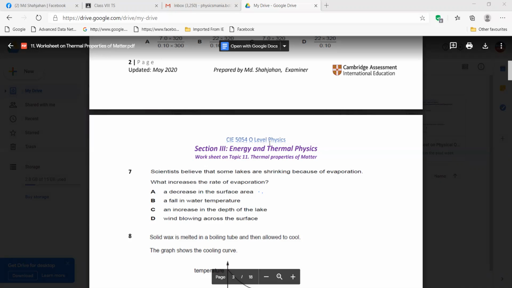Sir, a decrease in the surface area. Look, they are saying what increases the rate of evaporation. So in your notes, it's written if the surface area increases, then the evaporation increases, right? Yes, sir. So which one will be the correct option? Can you read from your notes how the evaporation will increase?